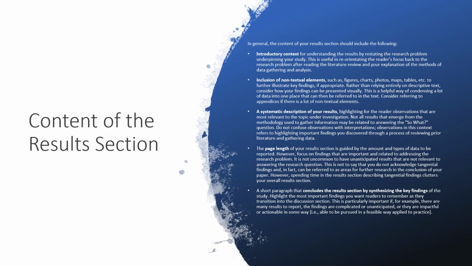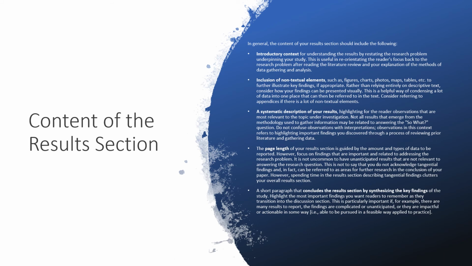So when you think about the contents of the results section, kind of a big overview, here's one way to think about it. You have to have some kind of introductory context for understanding the results by restating the research problem underpinning your study. This is useful in reorienting the reader's focus back to the research problem after reading a literature review and your explanation of the methods and data gathering and analysis. So it's always a good idea for each new section to connect that section to what's come before, to tell us how it fits into the big study and why it matters.